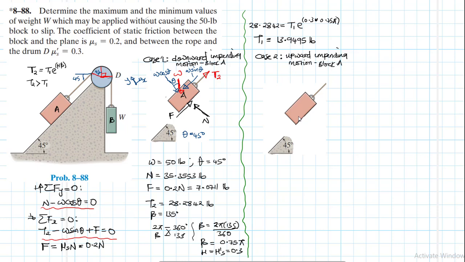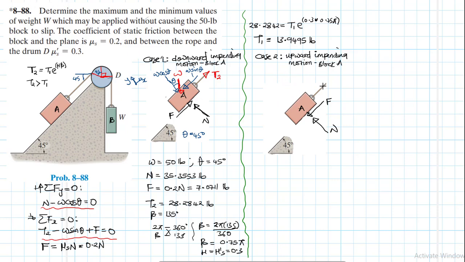Therefore, block A has a tendency to move upwards. So if block A is going to experience what we are calling upward impending motion, then we expect some friction, right? If it tends to move like this, then friction for this block A will be in this direction, like this. This is F, and then we have our normal force like so.